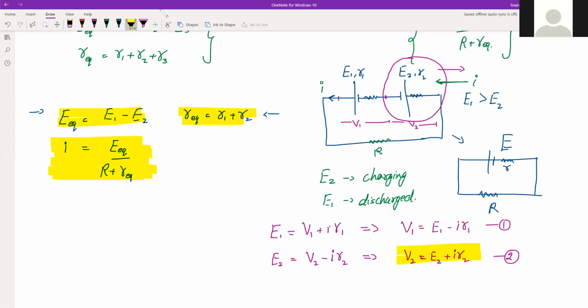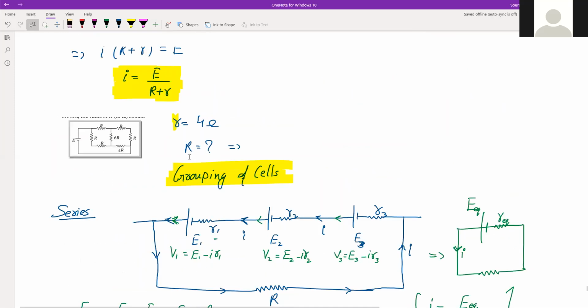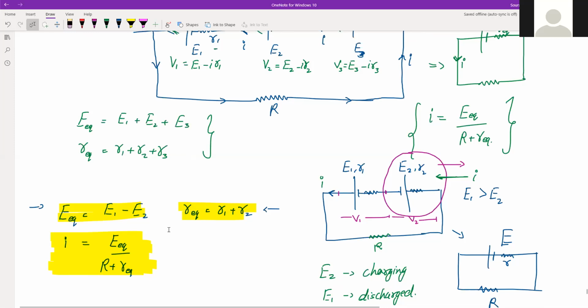Same thing can be easily verified by applying Kirchhoff's law as well. So we will see that as well by applying Kirchhoff's law later. For the time being, whatever we have concluded is only when the cells are connected up in opposite direction, right? Okay, now when they are connected here, grouping of cells which we have seen.